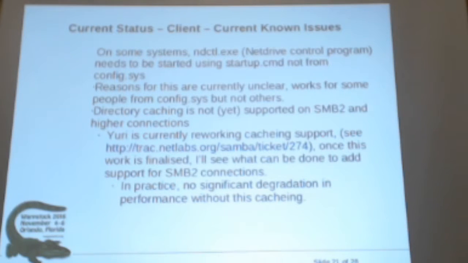Directory caching isn't yet supported on SMB2 and higher connections. The way that caching code is implemented doesn't lend itself to the way that the Samba guys implemented the directory listing support for SMB2. So Yuri is currently looking at caching support to make that code more generic to be able to be used across multiple NetDrive plugins. And once he finalises that ticket, I'll see what can be done to add support for SMB2 connections within Samba. In practice, however, I don't notice any significant differences between SMB1 and SMB2, even though SMB1 has directory caching and SMB2 doesn't. So, again, I haven't put a whole bunch of effort into it yet, and I'll wait and see how easy it is to add that implementation once Yuri finishes that ticket.